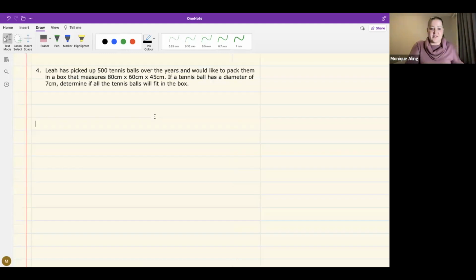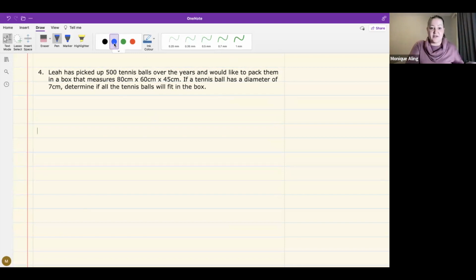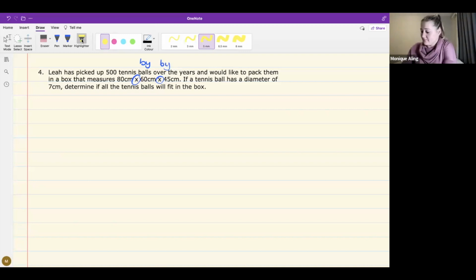Okay, just a reminder, we did do this with floor plans and dimensions and scale. The times sign over here means by. So 80 centimeters by 60 centimeters by 45 centimeters. So we've got tennis balls that need to fit into a rectangular box. They tell us the diameter of a tennis ball is 7 centimeters. So we need to find out if 500 tennis balls will fit into this box. I'm going to give you guys a couple of minutes to try that out.